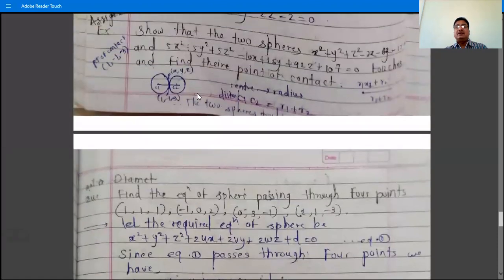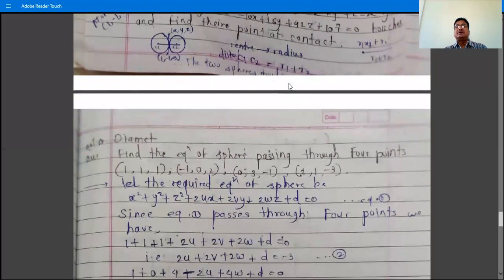Also, you try to solve this example. That is, find their centers, find the radii of these two spheres, and show C1C2 is equal to R1 plus R2. And then we say the two spheres touch each other. Okay?